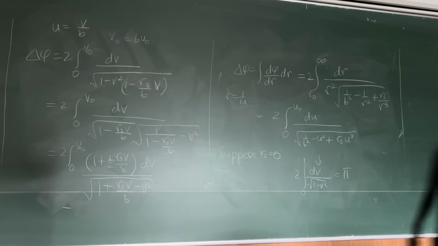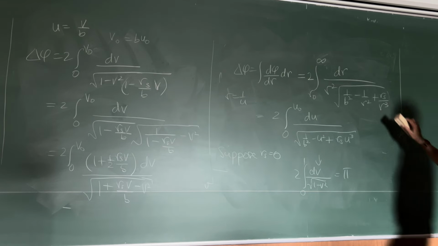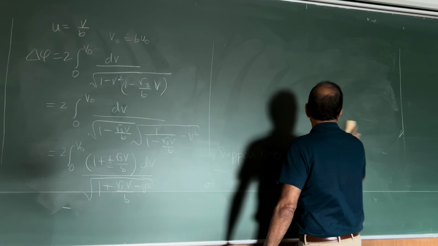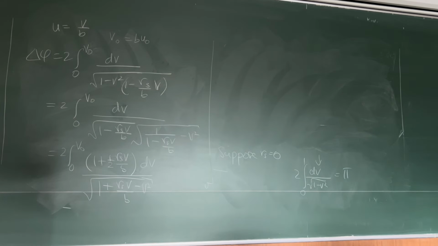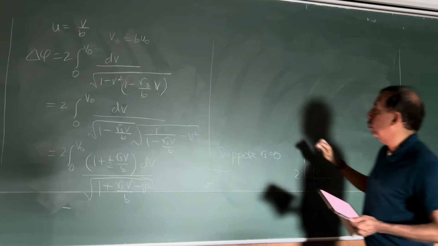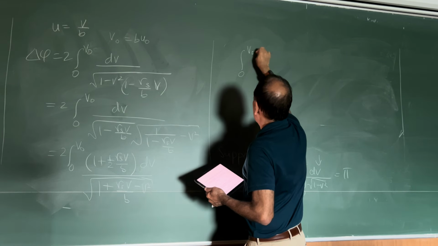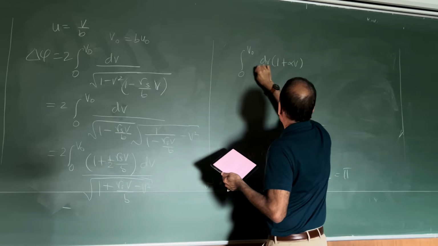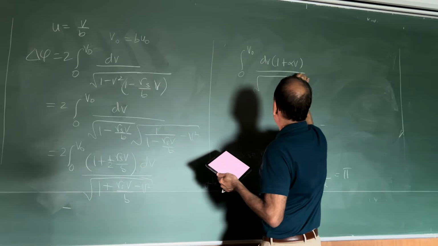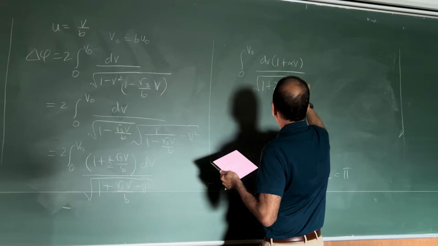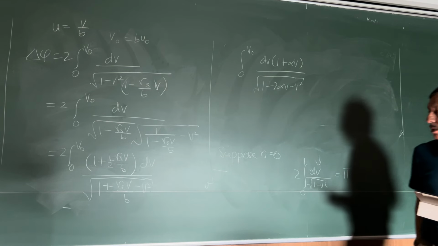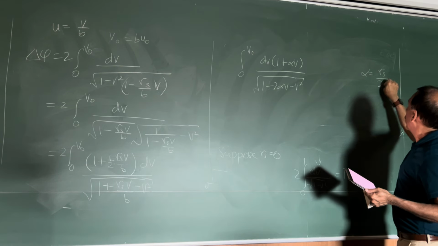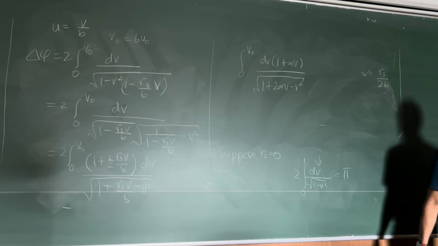And so now we can actually look up the integral. In this form, the integral can be looked up. All you do is you ask any table of integrals or AI to do the integral 0 to V0 dv (1 plus alpha V) divided by the square root of 1 plus 2 alpha V minus V squared. You agree that that's that integral, where alpha is equal to RS over 2B.